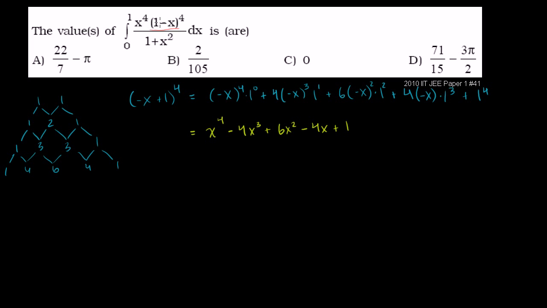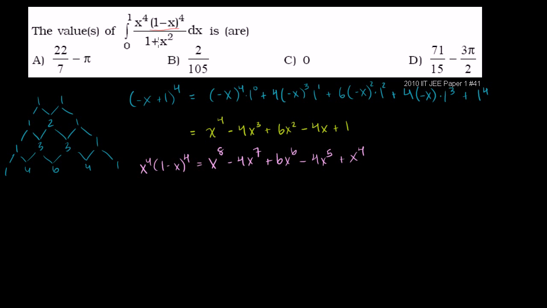Now, we want to multiply this whole thing that we just expanded times x to the fourth. So the expression x to the fourth times (1 minus x) to the fourth is going to be equal to, we'll just multiply this times x to the fourth. That's pretty straightforward. It's going to be x to the eighth minus 4x to the seventh plus 6x to the sixth minus 4x to the fifth plus x to the fourth.